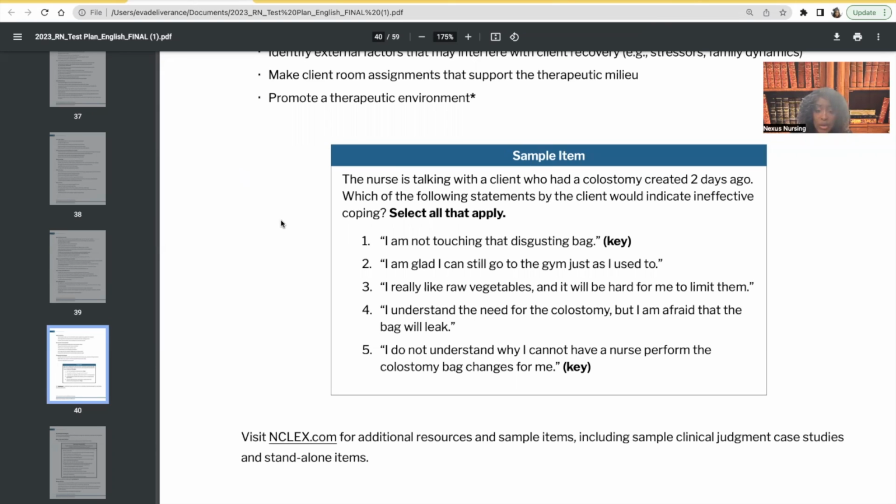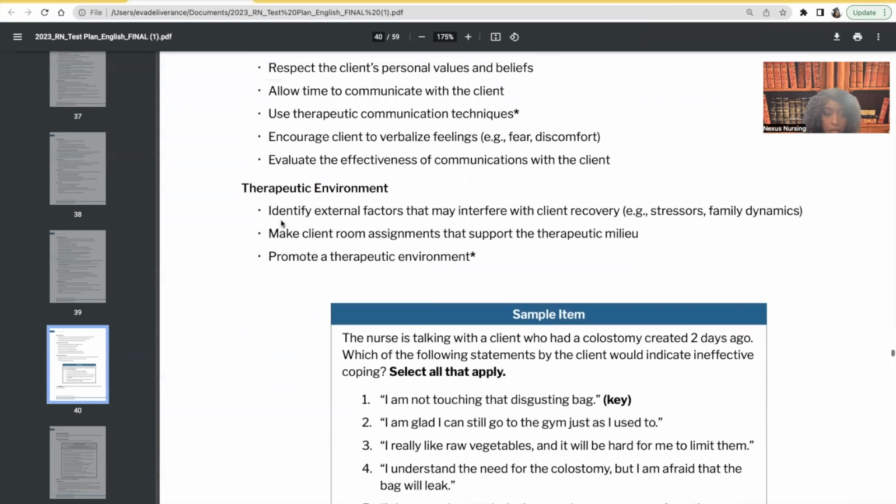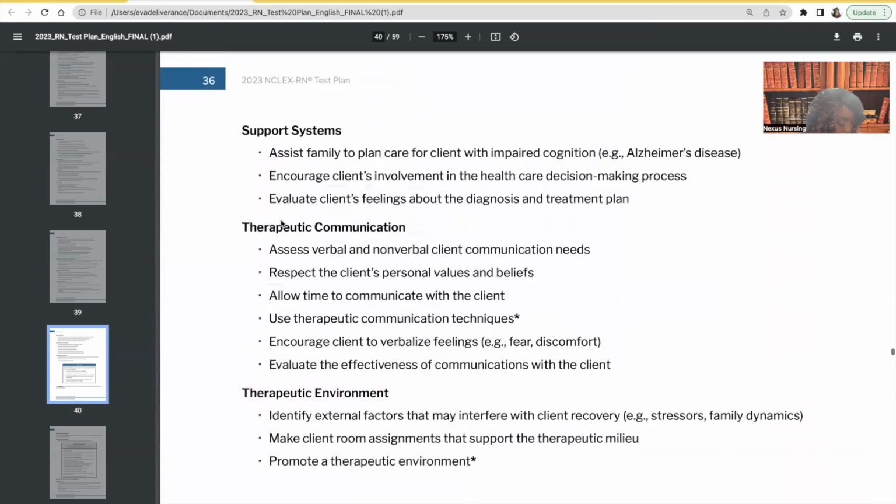4, I understand the need for colostomy, but I'm afraid the bag will leak. That's a good adjustment. You're concerned, you're expressing your concern because you're trying to get information. That's very good. 5, I do not understand why I cannot have the nurse perform the colostomy bag changes for me. Don't you see that's almost like number 1, where you don't want to deal with it, you don't want to look at it, you don't want to touch it. You're not adjusting properly. So the correct answer choice would be 1 and 5. And you guys see why. What number was this? 36.